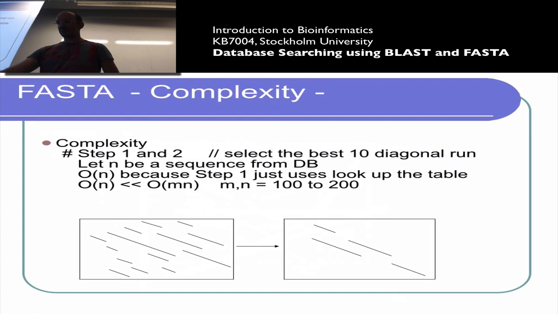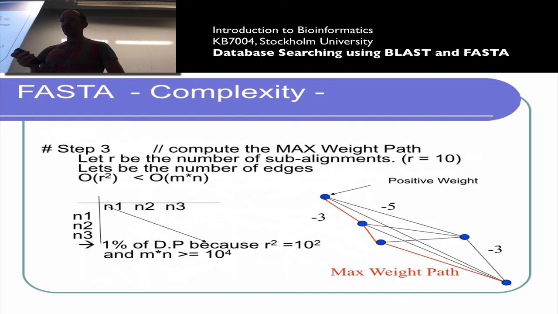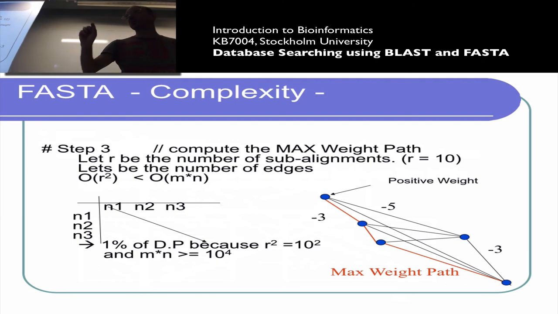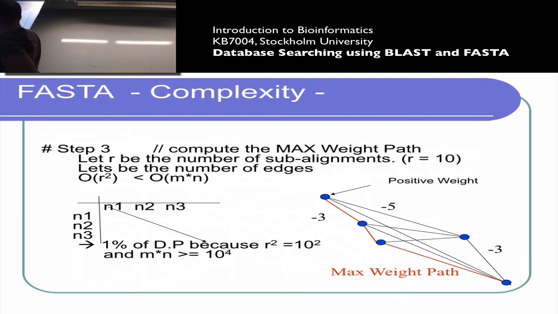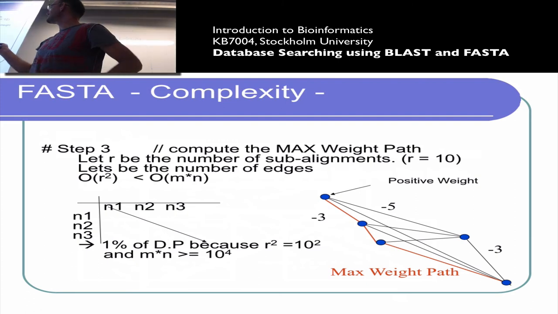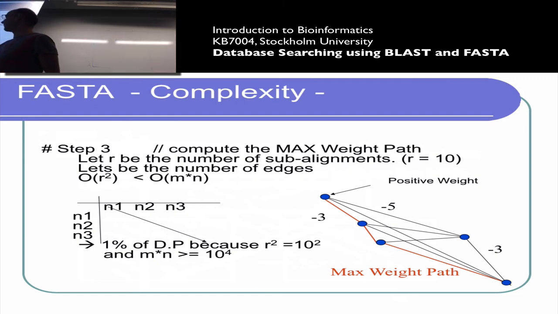So that's fast. The third step is finding the optimal sub-alignment. That is dependent on the number of edges, so basically it's R squared. It's basically dynamic programming. You can think about it as the same problem, but we only put these pieces together. Of course you can put them together in different ways, and you have to find the optimal one, but you never break a diagonal. So that depends on the number of hotspots you get.